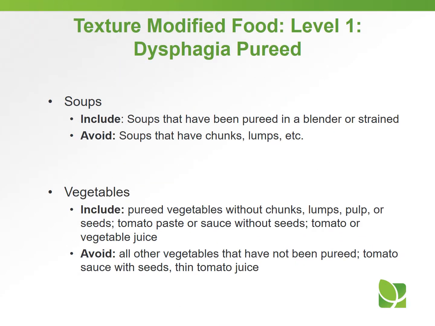Include soups that have been pureed in a blender or strained. Avoid soups that have chunks or lumps. Vegetables include puree vegetables without chunks, lumps, pulp, or seeds, tomato paste or sauce without seeds, and tomato or vegetable juice. Avoid all other vegetables that have not been pureed, tomato sauce with seeds, or thin tomato juice.